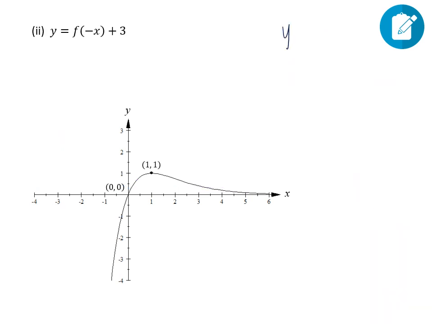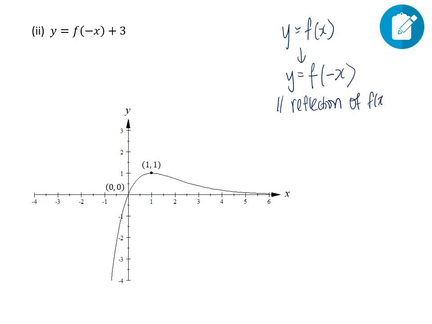Let's start with y equals f(x) again, and this time round we are going to do a transformation that requires us to multiply the x coordinates, or the x, by -1. If we recall this transformation, it is a reflection of the f(x) graph, or the graph before, about the y-axis.